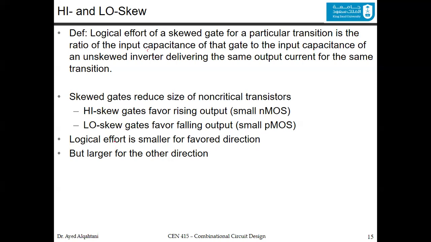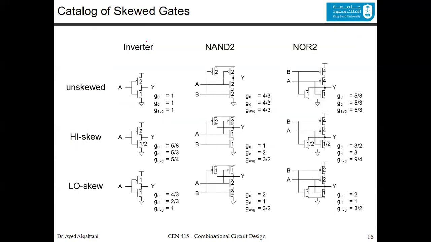So basically, the logical effort is going to be smaller for the favored direction, but larger for the other direction. We will calculate it for some of the gates, like the inverter, the NAND if it is 2 input, and the NOR if it is 2 input. The unskewed is the one that we explained before. This is the inverter 2 to 1. The NAND is 2, 2, 2, 2, and the NOR is 4, 4, and 1, and 1. From this, you get the up and down.